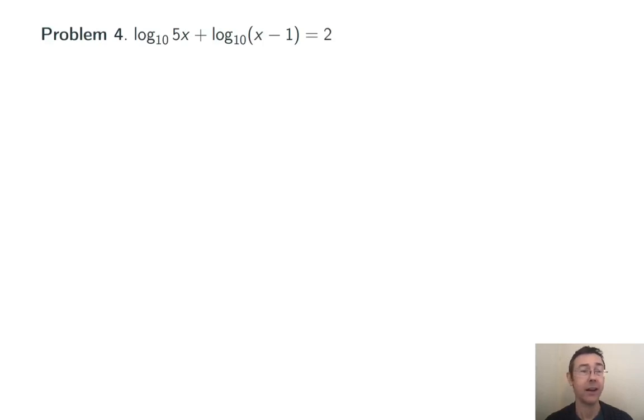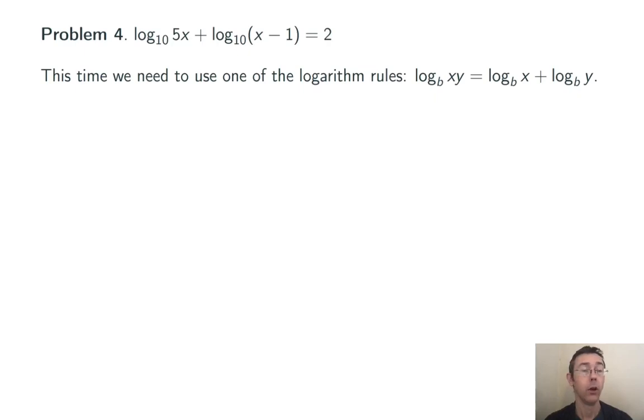Problem 4. Log base 10 of 5x plus log base 10 of x minus 1 equals 2. Okay, so here I have multiple logarithms, but also a constant. So in this case, I'm going to want to use a property of logarithms. The log of a product is equal to the sum of the logarithms. Again, always be careful to make sure you have the same bases on those logarithms when using this logarithm rule.